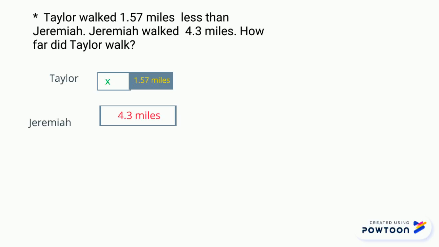We know that Jeremiah walked more than Taylor. We also know that 4 3/10 is the exact same thing as 4 30/100. So in order to find the difference, we line up those digits and subtract. Taylor walked 2 73/100 miles.